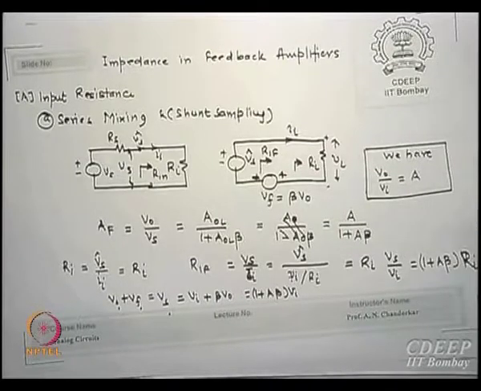Any signal source you put, there is a series resistance. I cannot avoid it. Any voltage source will have a series resistance. Is that clear? It may be low, it can be 50 ohm, but it will be there. The lowest is 50 ohms.